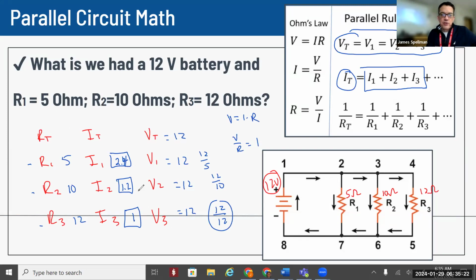So we got all these currents. If we just add those up, again, 2.4 plus 1.2 plus 1, add them all up, that should give me 4.6. Double check my math. Yep. And then we're missing this piece over here now. And how do we get R? All right, put I on both sides. So to get R, I need to do V over I, which is going to be 12 divided by 4.6. And when I do that math, I'm going to get about 2.6.